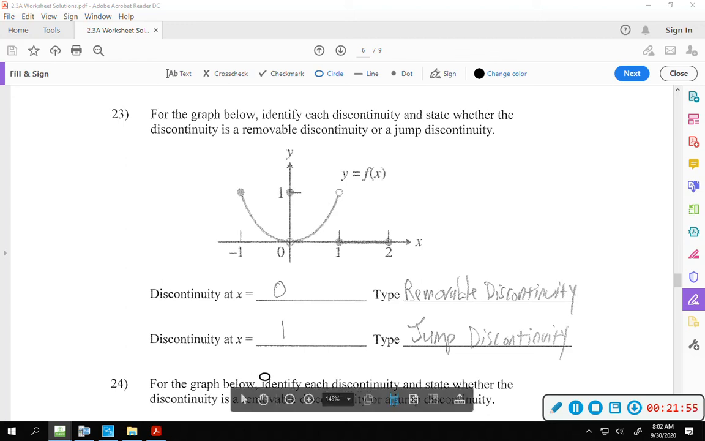We also have a discontinuity at 1 because the left-hand limit is 1 and the right-hand limit is 0. Since the left-hand limit does not equal the right-hand limit, we have a discontinuity. And this is a jump discontinuity. It has to jump down before it starts again.